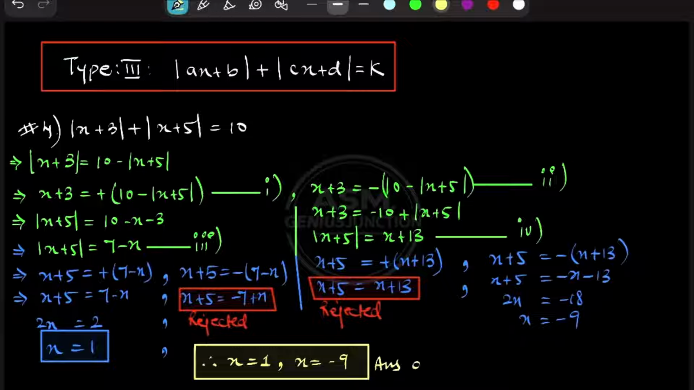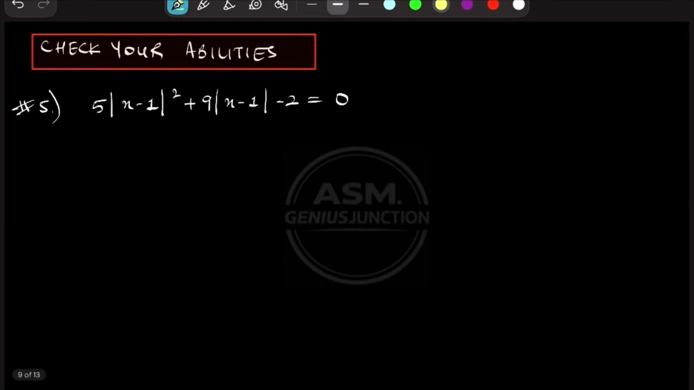Answer after check. Okay, I have already done the checking part, so I can say that these two are the solutions of the given question. Moving further in these types of questions. So check your abilities. Yes.